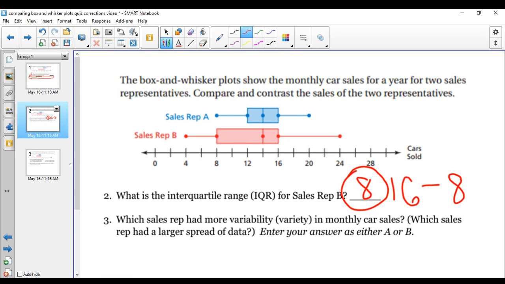Okay, number three, which sales rep had more variability or variety in monthly car sales? In other words, which sales rep had a larger spread of data? So that's simply going to be the graph that is longer, the one that has the bigger range. So we can definitely see that sales rep B has data that is more spread out.